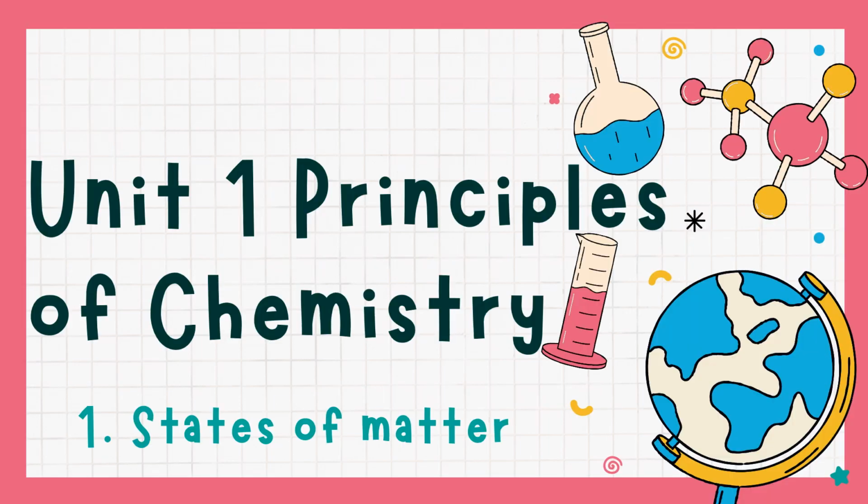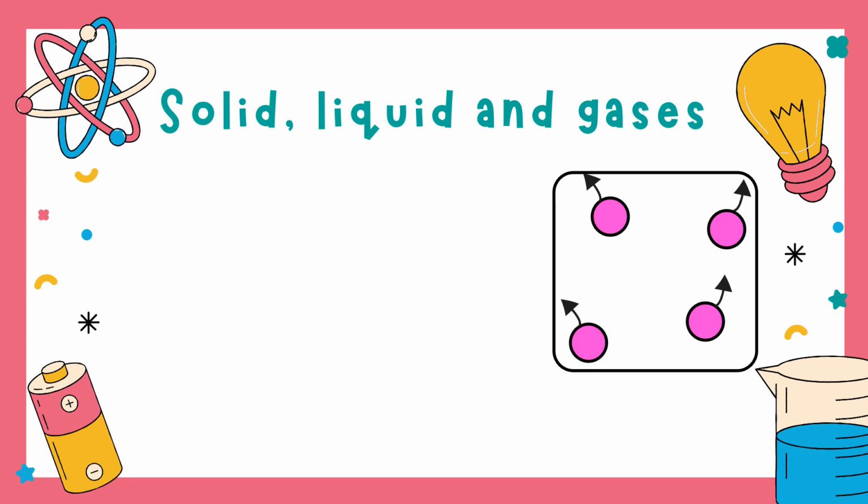Okay, so our first topic that we're going to look at is Unit 1, the Principles of Chemistry. The first section in that is states of matter. Okay, so you might be familiar with the different states of matter. We have 3 states of matter. We have a solid, a liquid, and a gas.